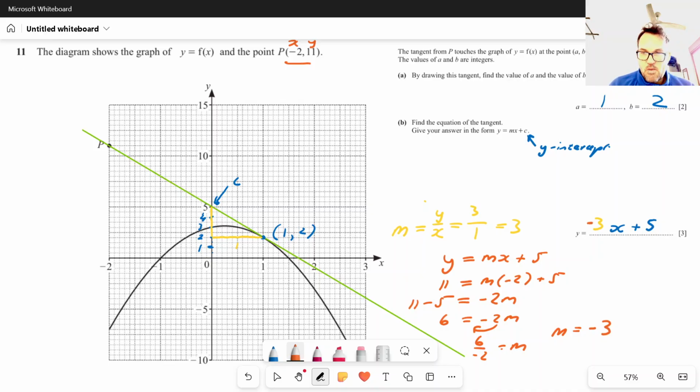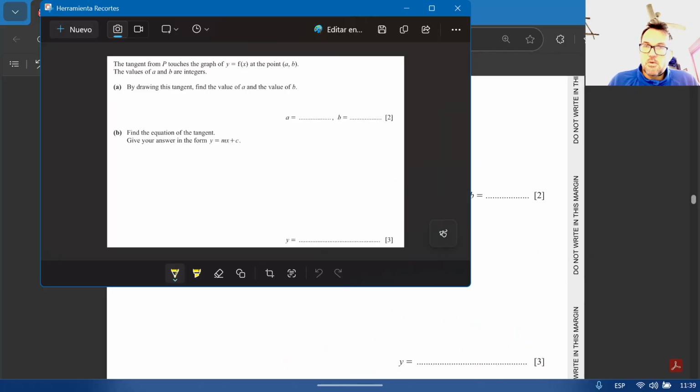Which is correct. We forgot the minus. Because remember, a graph going up from left to right is positive, and going down is negative. So it's good I checked that, because now I know I forgot the minus. You need to put the minus in. Don't forget the minus. Okay, let's see how the marks are awarded here, because I think this is quite important.